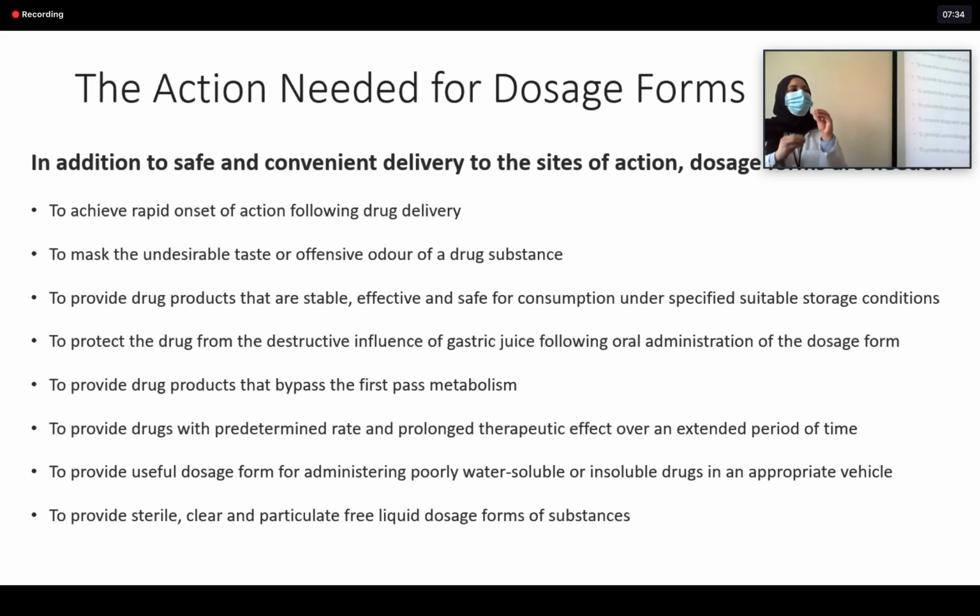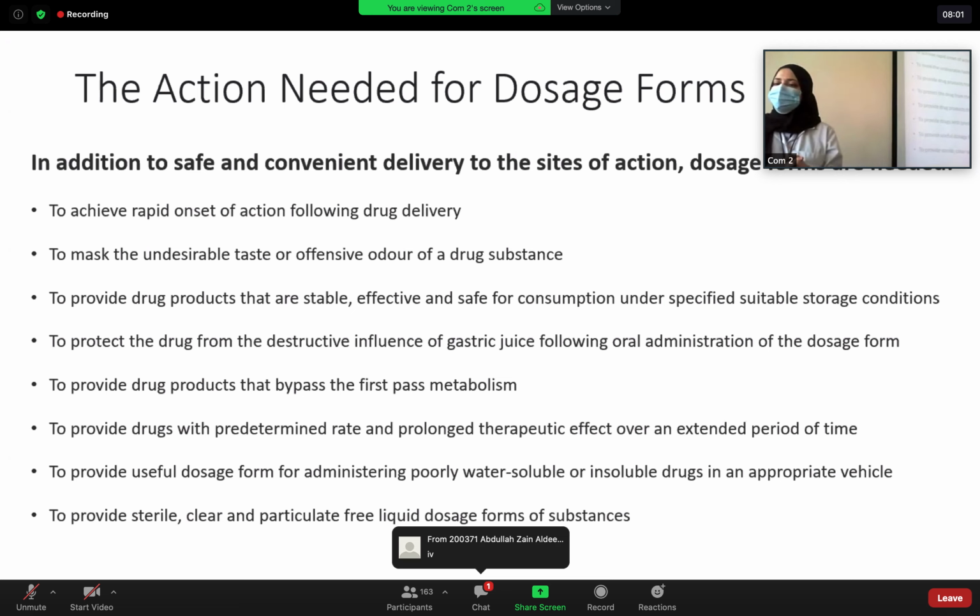But sometimes you would like to have certain features or certain actions exerted by the medications, made up by the medication to produce a special effect. For example, you want a medication that achieves a rapid onset of action following its delivery. So any idea what could be a medication? What could be the route of administration that may exert a direct, immediate and fast effect? Excellent. So that's one of the examples.